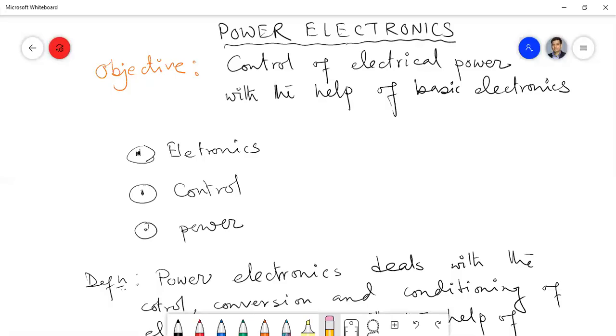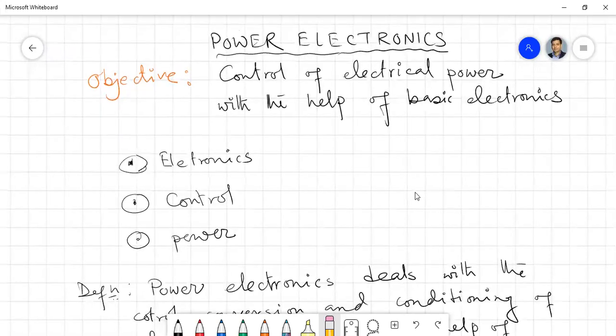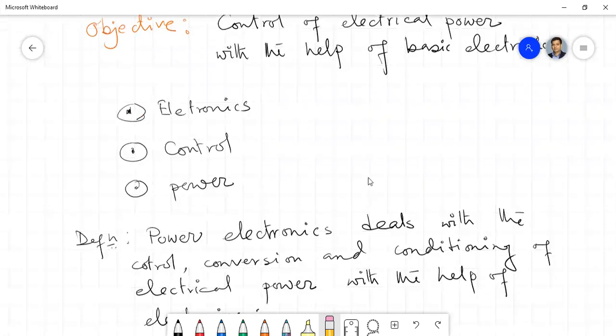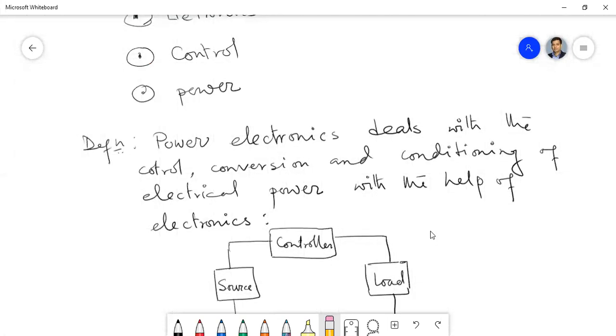Class. So in the last class, we discussed very briefly the objective of power electronics, and power electronics is basically the combination of these three, that means electronics, control and power, that we explained, and tried to define power electronics.